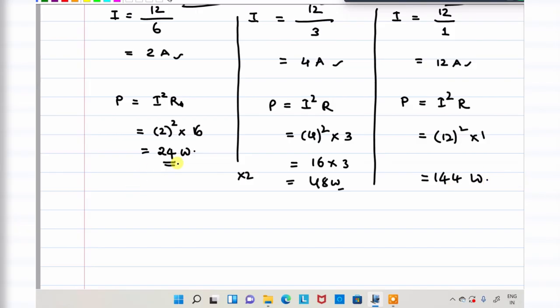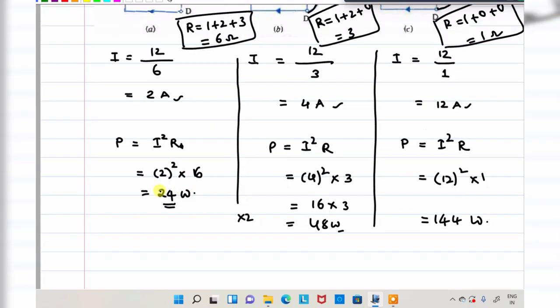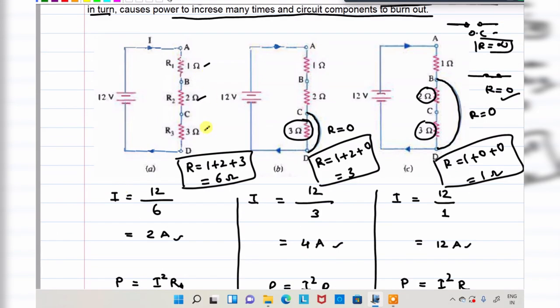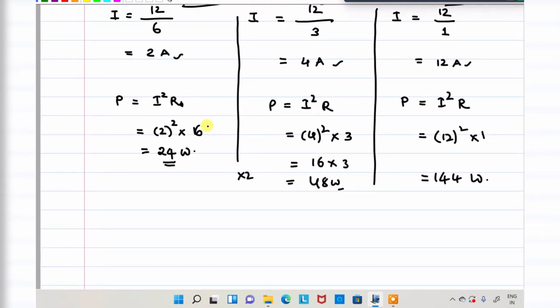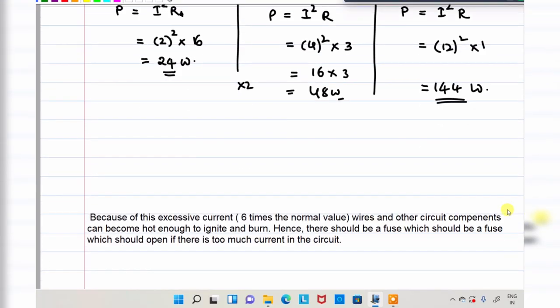For example, our circuit is designed for 24 watts. If you short circuit any of these parameters, what will happen? The 24 watts increases 6 times. Whenever it increases 6 times, the circuit may be burned. Because of excessive current, 6 times the normal current value, other circuit components can become hot, even ignite and burn.